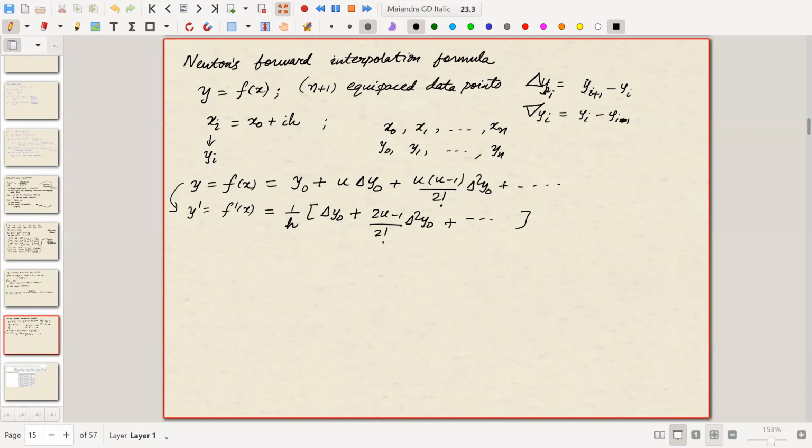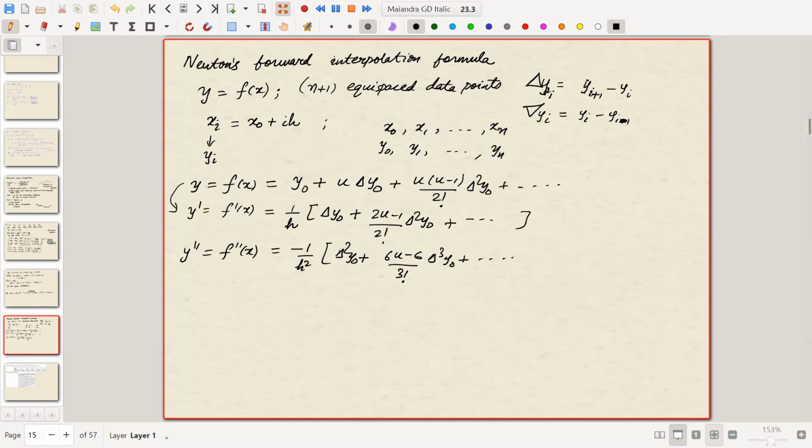Similarly, you can find the double derivative, that is f double prime of x. Again, 1 by h square, now delta 2 y naught plus further terms. All right. So you have these formulas.